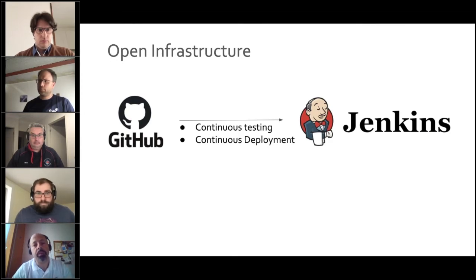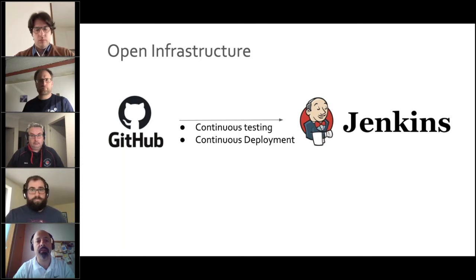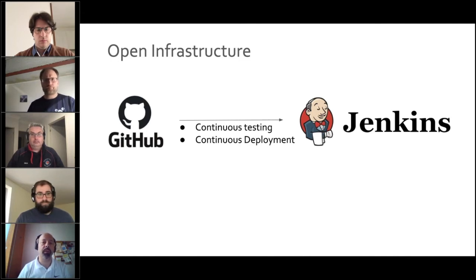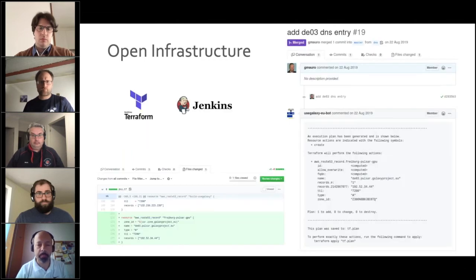So the repositories are public repositories hosted on GitHub, and we have Jenkins, an automation server, that takes care of running all the continuous deployment and continuous testing processes needed to be sure that the configuration hosted on the GitHub repository is correctly deployed on our infrastructure. Next slide. Okay, here I have a simple example.